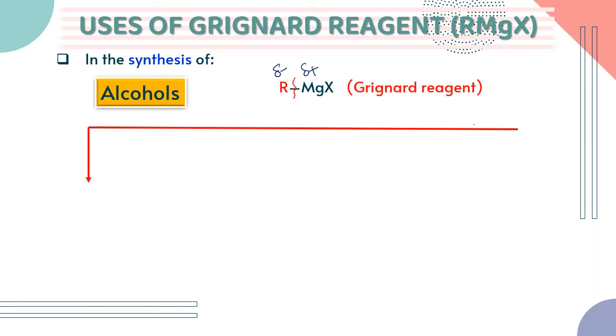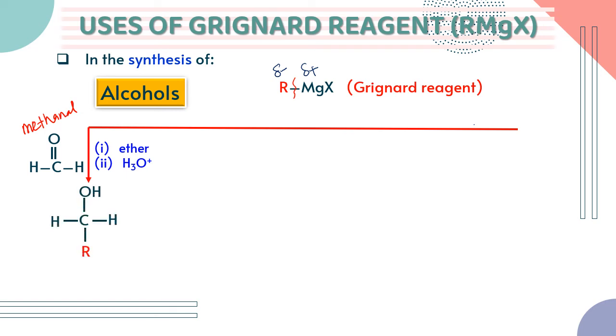So first, if we want to produce a primary alcohol, it can be produced by using methanal over here. Methanal will give you a primary alcohol. How? It must be done in ether, and then the second step, acidify. So this will be the product that will form.